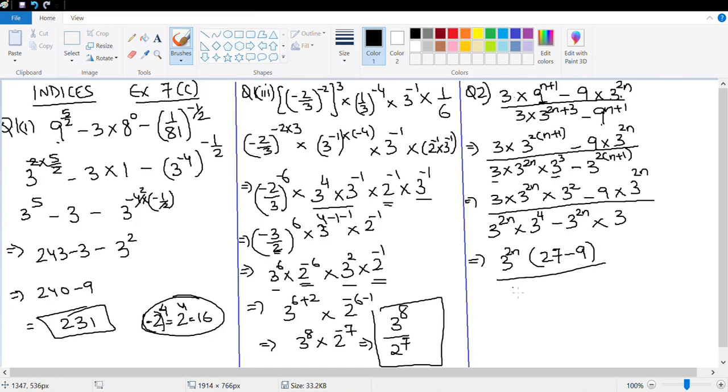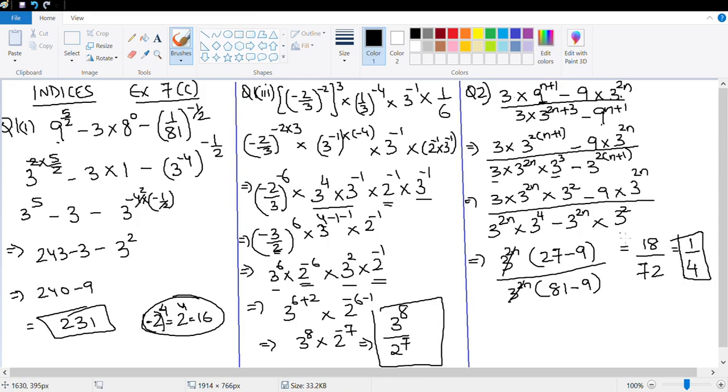In the denominator also 3 to the power 2n is common. What I'm left with is 3 to the power 4, that's 81, minus 3 square, 2 into 1, that's 3 to the power 2 into n, and 3 to the power 2 into 2, 1, that's 2, that's minus 9. So this and this get cancelled and I'm left with 27 minus 9, that's 18, upon 81 minus 9, that's 72, which is equal to 1 upon 4.